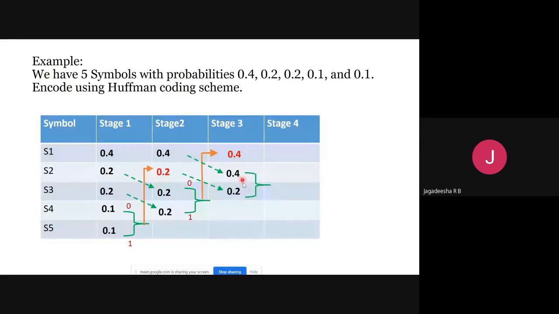So these 2 are the lowest priority elements. We have added them, resulting in 0.6. So let us assign a 0 here and 1 here. Now our new symbol's probability is 0.6. The existing symbol, only one symbol that is left, is 0.4. So we know how to sort 0.4 and 0.6. Obviously, it will come to the top position.